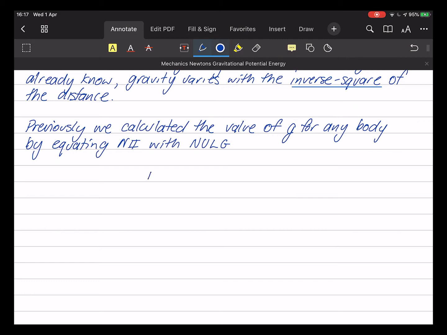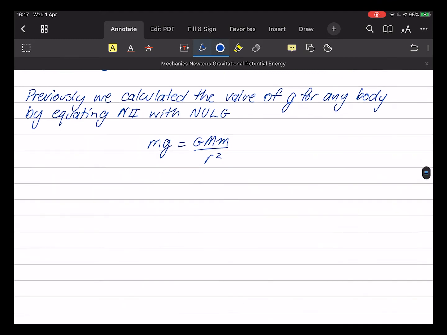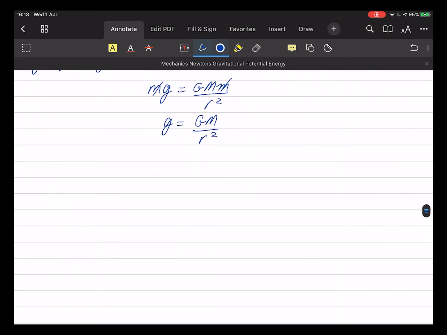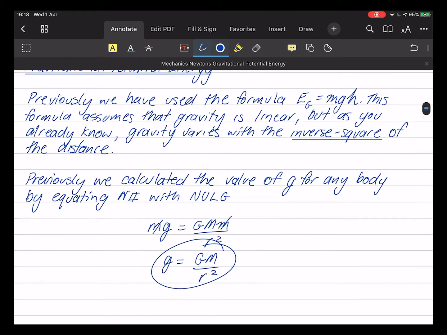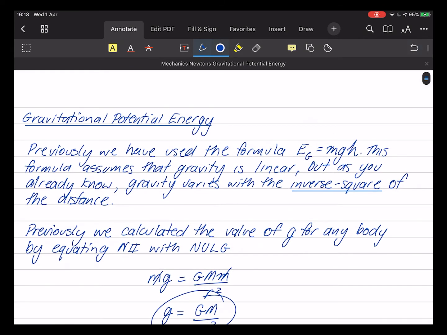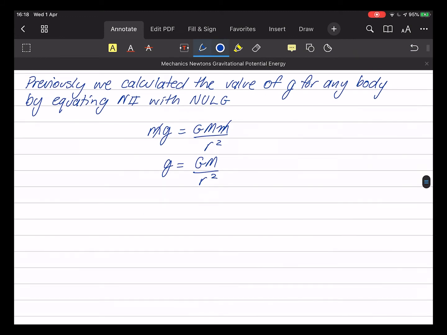That is, we had Newton's second here, and assuming big M is the planet, little m is your test mass. It's an inverse square law. And if we did that, we end up with g equals M on R squared. So now, if we take this and substitute it into this, we should get to where we want to go.